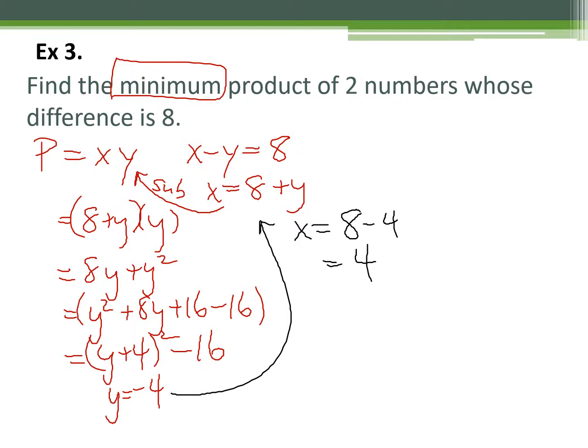That means that one of your numbers is 4, the other number is negative 4. So any two numbers whose difference is 8, which is the difference between 4 and negative 4, if you were to count, is 8, is 4 and negative 4. And the lowest thing that you can get when you multiply those two numbers is negative 16.